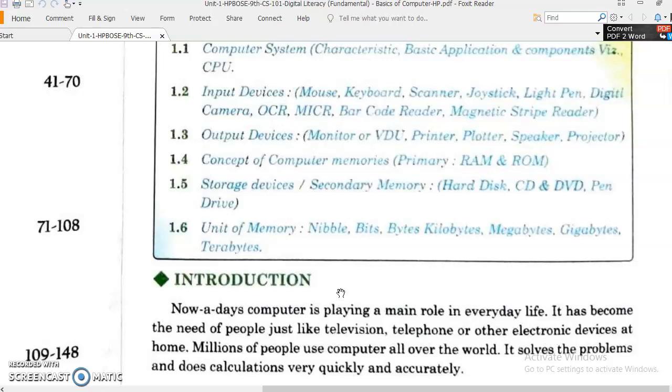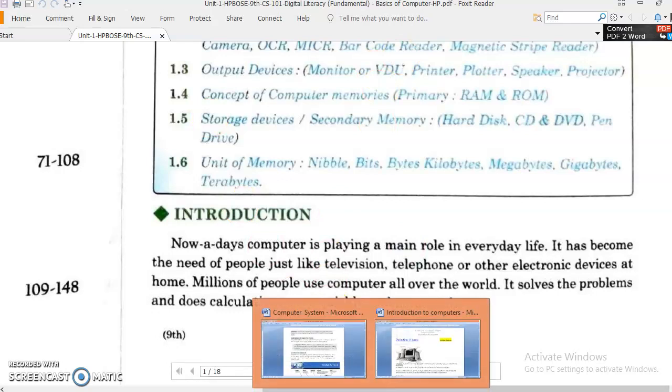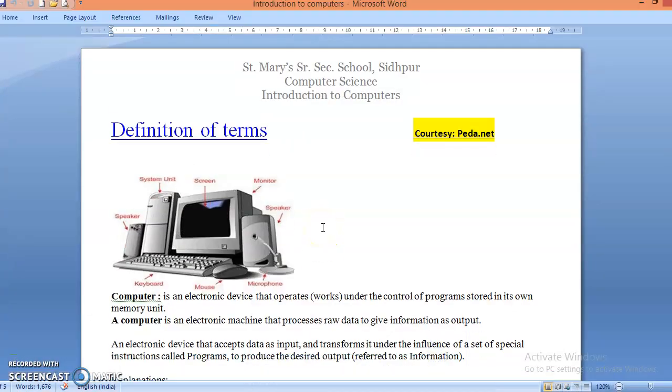So, starting with the introduction of a computer, the definition of a computer, I have prepared some notes about this chapter. From that, I would like to teach you something about this computer. First of all, we'll cover the definition of terms. We'll have an understanding of a computer by its definition.